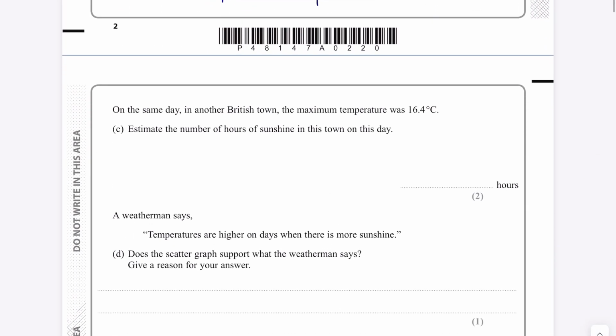If I scroll down, that is 12.8. The mark scheme accepts any answer in the range of 12 to 13. So as long as you put something in that range, you should be fine.